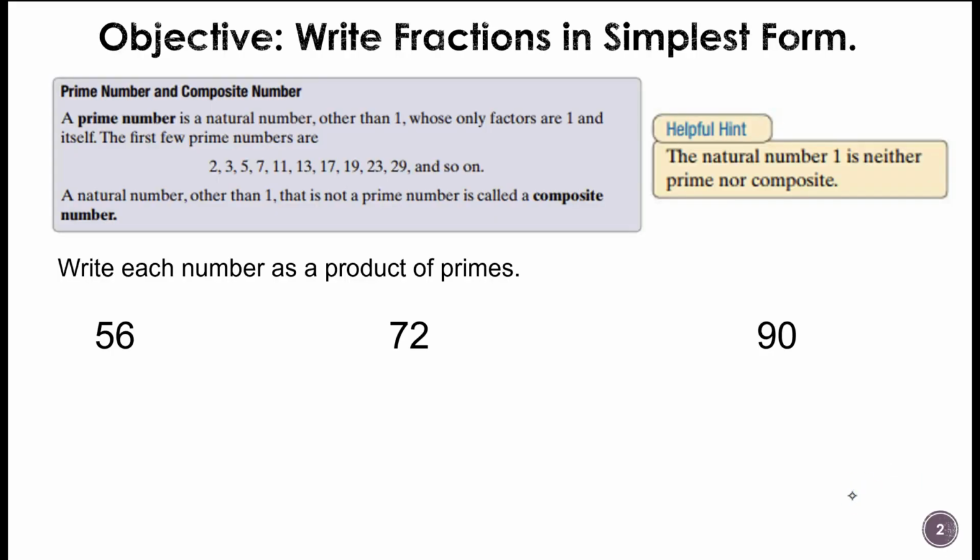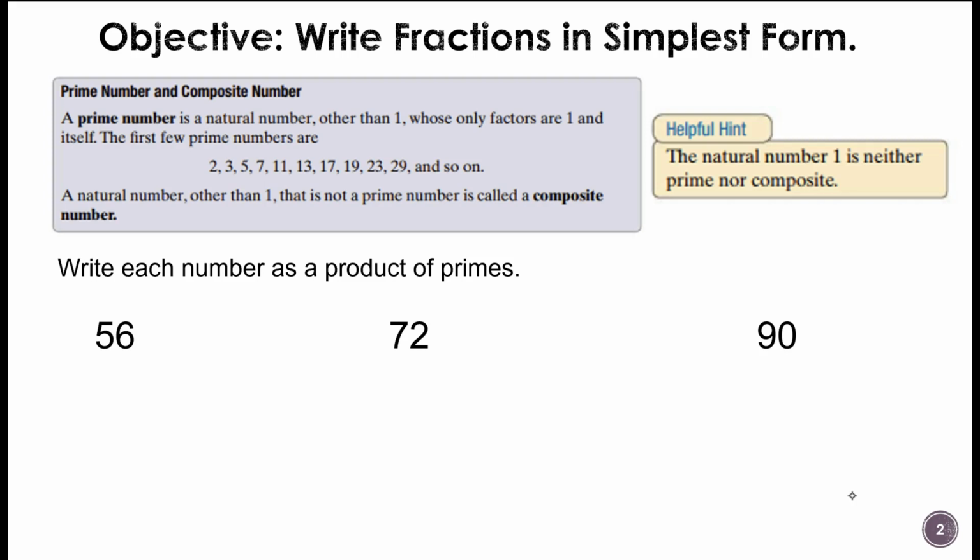And the first thing we have to learn is about prime numbers, because if we can factor the number into prime numbers, we can simplify fractions, we can use it for multiplying, dividing, and all kinds of things. So basically a prime number is a number that's divisible only by itself and 1. And you can see a list of prime numbers right here. 1 is a composite number, so it's not a prime number.